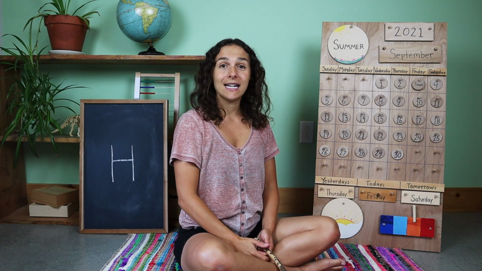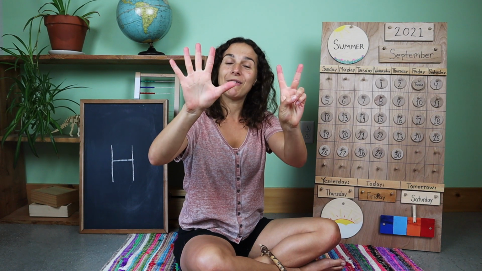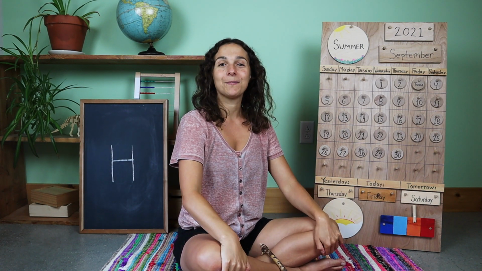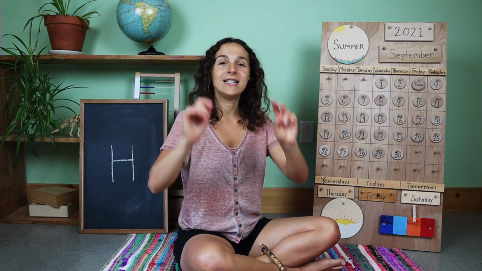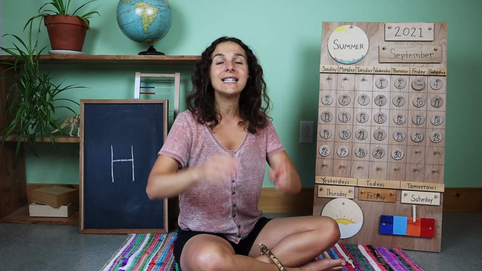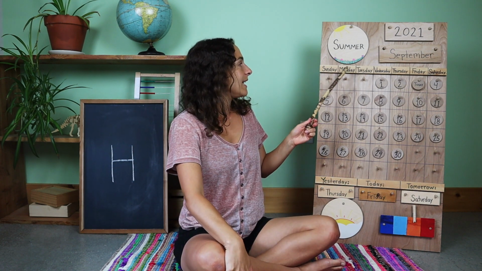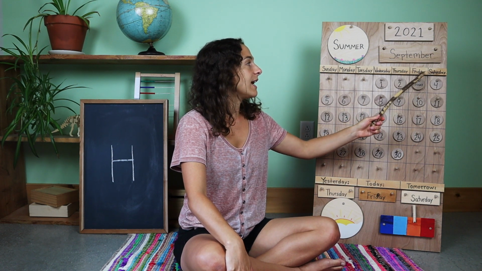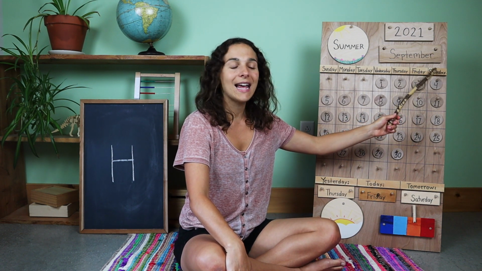Now it's time to sing the Days of the Week song. So hold up 7 fingers like this, and if you know the words, you can sing along with me. There are 7 days, there are 7 days, there are 7 days in a week. Sunday, Monday, Tuesday, Wednesday, Thursday, Friday, Saturday.